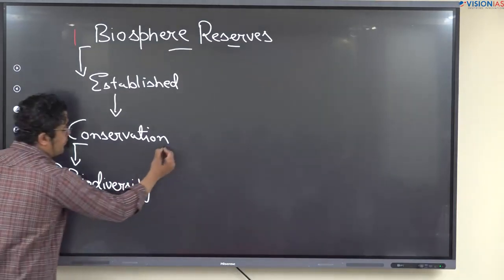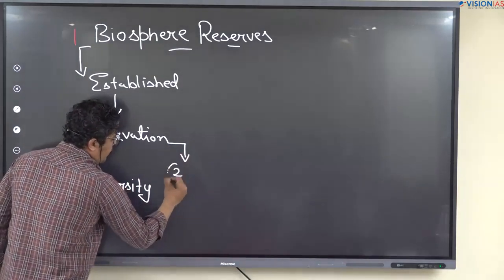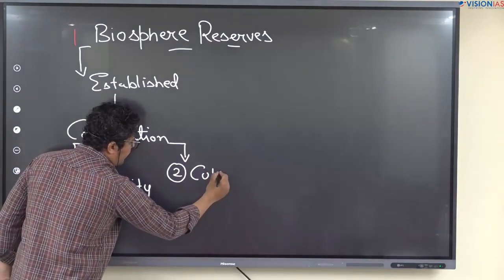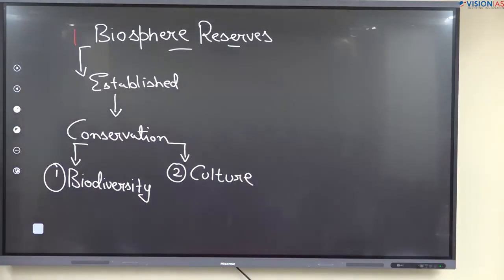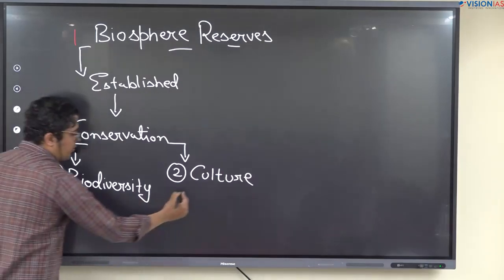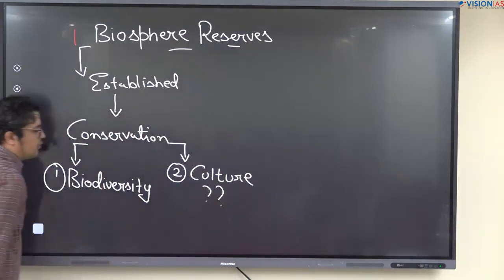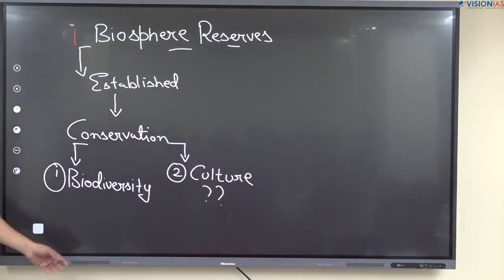And culture. So biosphere reserves have a twin purpose. They are established for the conservation of nature as well as culture. Both we want to conserve. But culture of what? What type of culture do we want to conserve?